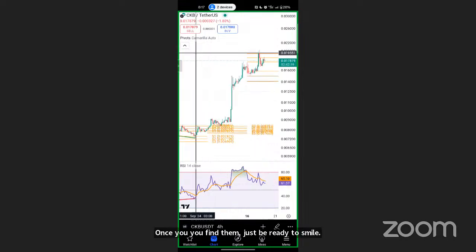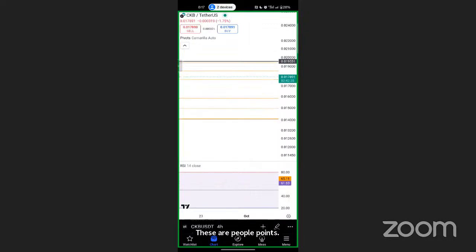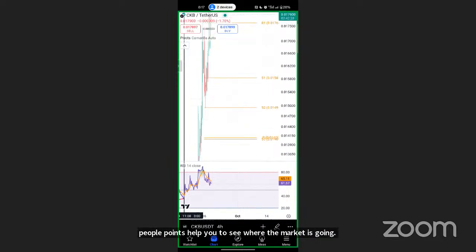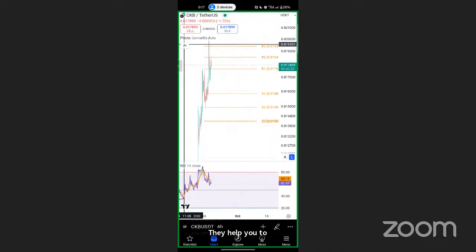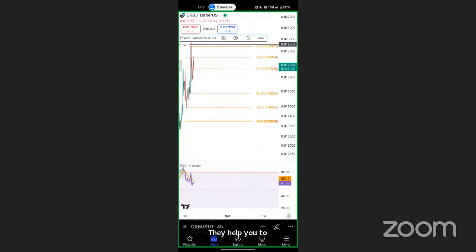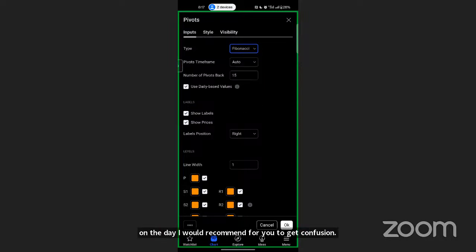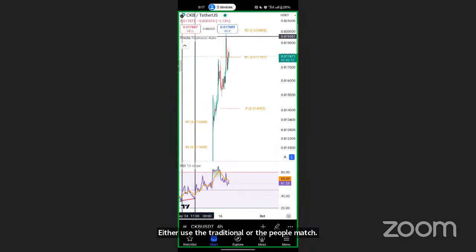Now, these are pivot points. These pivot points help you to see where the market is going. But on the type, I would recommend that you not get confused. Either use the traditional or the Fibonacci. As simple as that, you will not have issues.